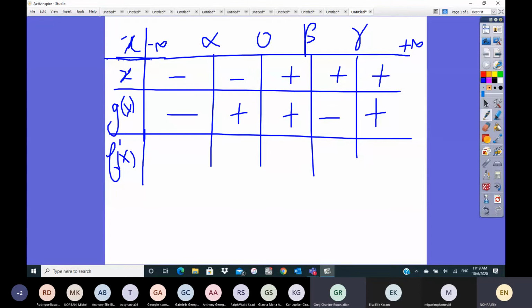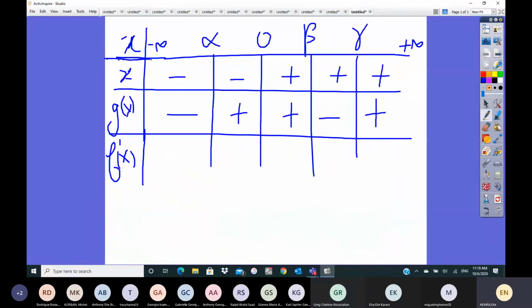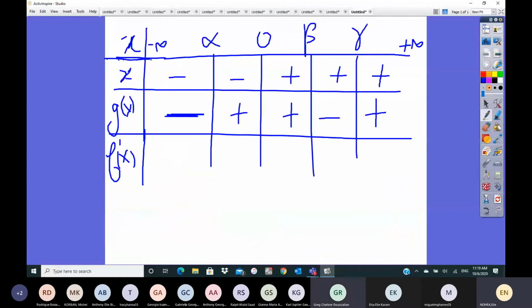Sir, I have a question. Less than alpha, negative. Between alpha and beta, positive. Between beta and gamma, negative, and this one is positive. And don't forget the final sign, which is positive, minus, positive, minus, positive.